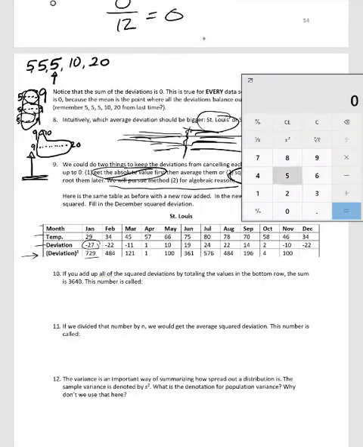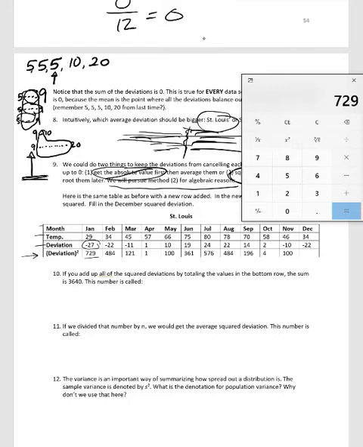So if we take this negative 27 and we square it, we get positive 729. So that's where all these numbers are coming from. Negative 22 squared, 484. Negative 11 squared, 121. 1 squared, 1. 10 squared, 100, and so on.